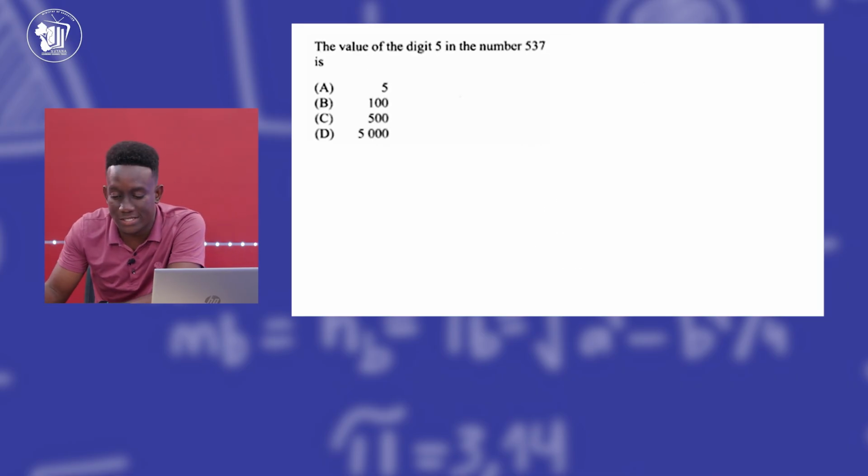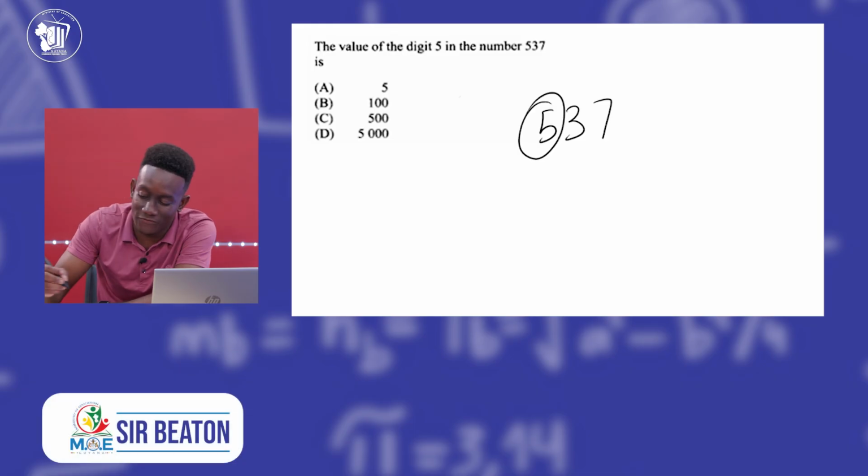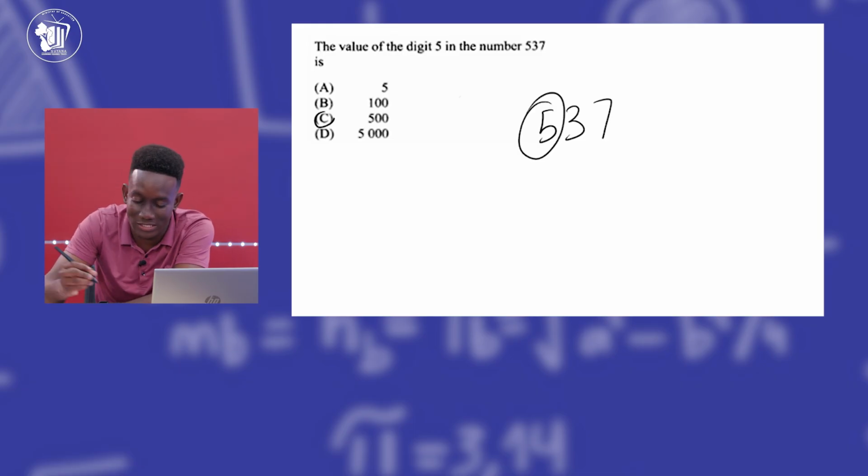The last one says, the value of the digit 5 in the number 537 is... We have the number 537, and we want the value of the digit 5. By simply calling the number 500, we see the value of the digit 5 is 500, which is C.